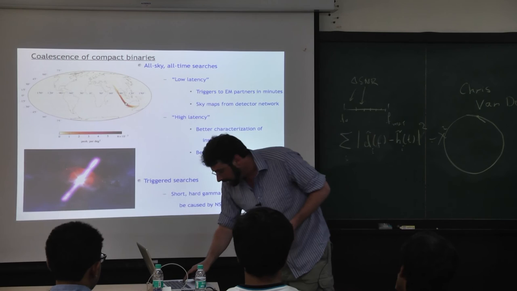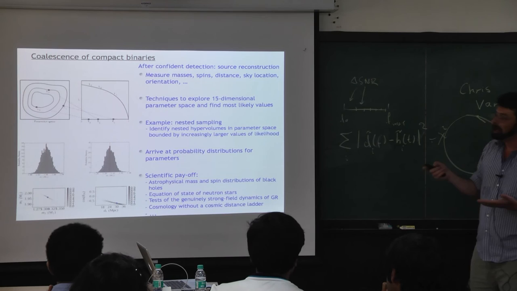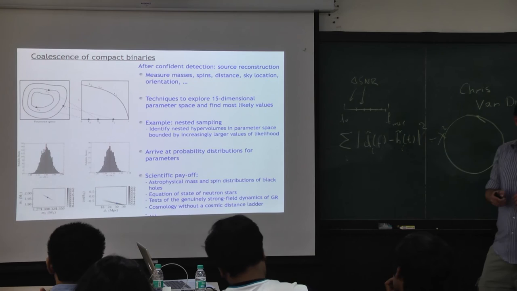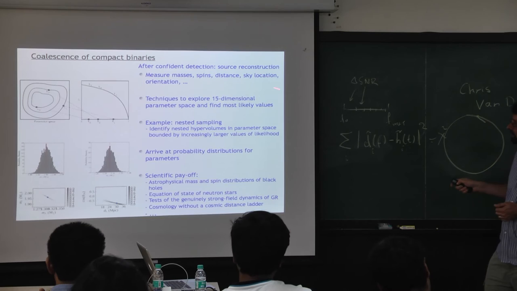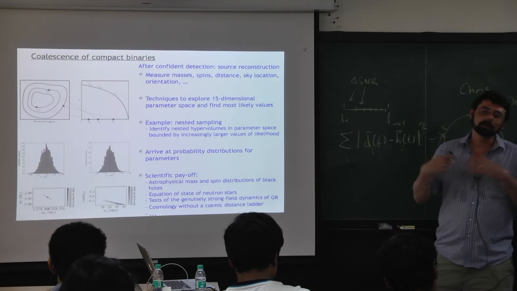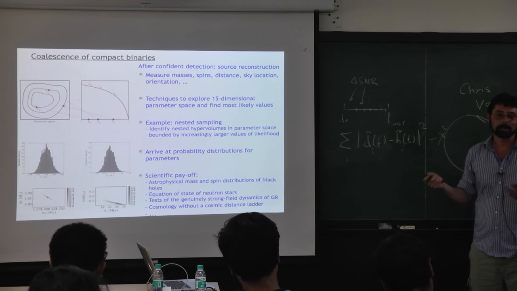Right. So detection is one thing, but like I said, there will be two components to this course, and there will be strong emphasis on what science you can extract once a detection has been made. So after a confident detection, what are we going to do? Well, we will want to reconstruct the source. That means, at first instance, we want to measure masses, spins, distance, sky location, orientation, all those 15 parameters that are now going to be a bit of a problem. Because I said that in the detection effort, you don't have to separately search over 15 parameters, because all the extrinsic parameters can be absorbed into some overall amplitude of the signal. But here you want all the information that is available in the signal. You want to extract it.